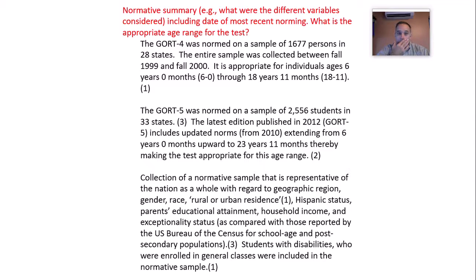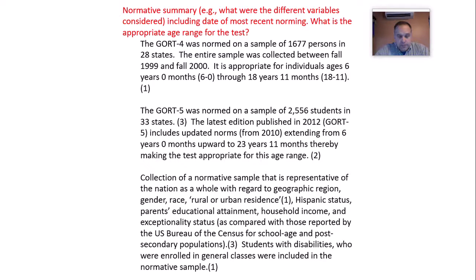The normative summary, including the date of the most recent norming and the appropriate age range for the test. We've already spoken a little bit about the appropriate age range for the test, but hold on. The GORT-4 was normed on 1,677 persons in 28 states. The entire sample was collected within 1 year, 1999 to 2000. It's appropriate for individuals, as we previously said, from 6 years 0 months through 18 years 11 months.